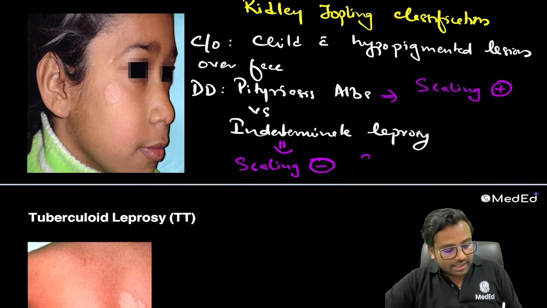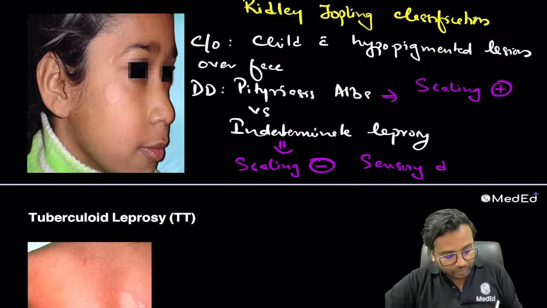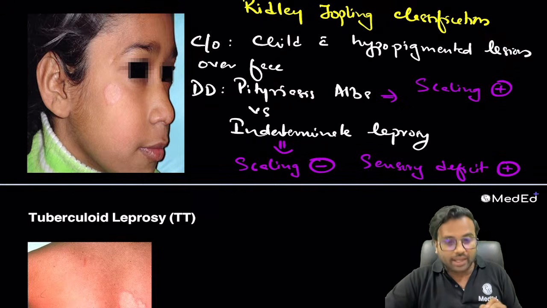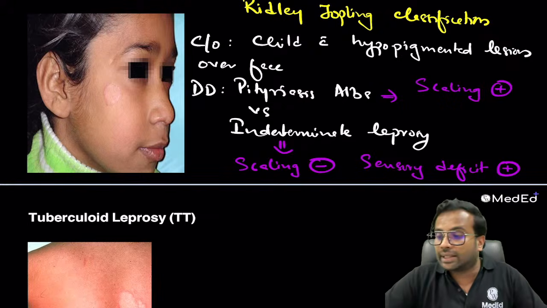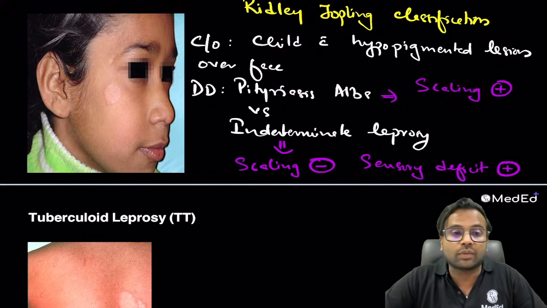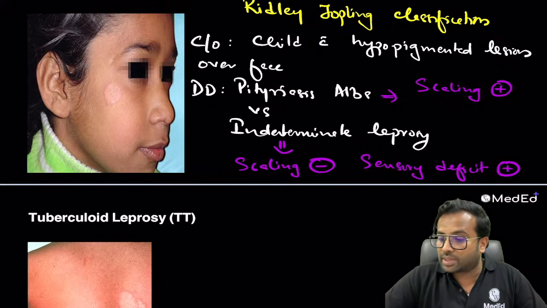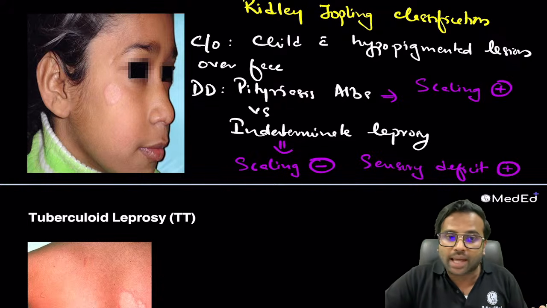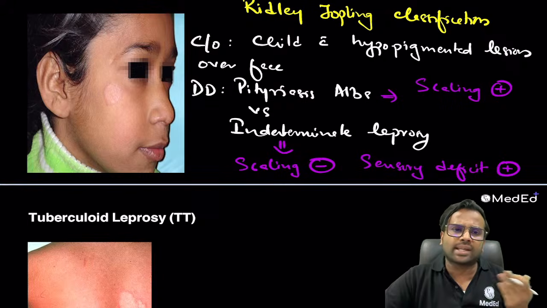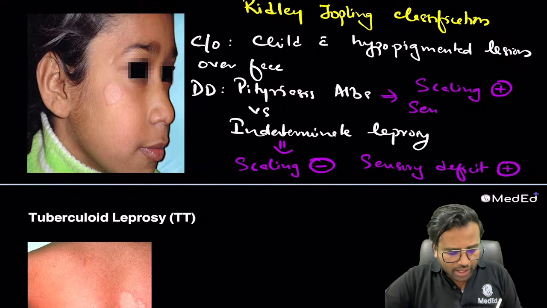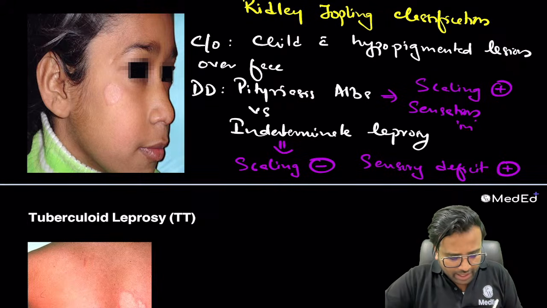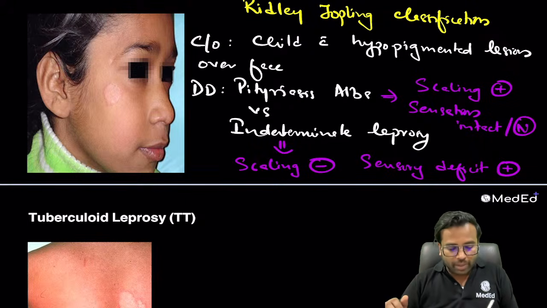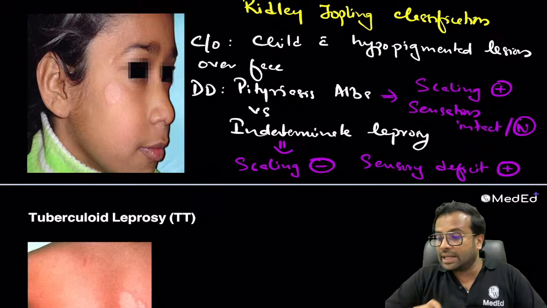So here, sensory deficit is always seen with indeterminate leprosy. Now let's see what happens in the cases of pityriasis alba. In pityriasis alba there will be no sensory deficit, so here sensation is intact. Sensation will be normal or it will be intact. So that is about indeterminate leprosy.